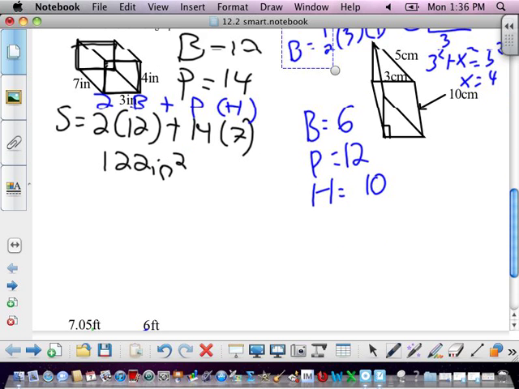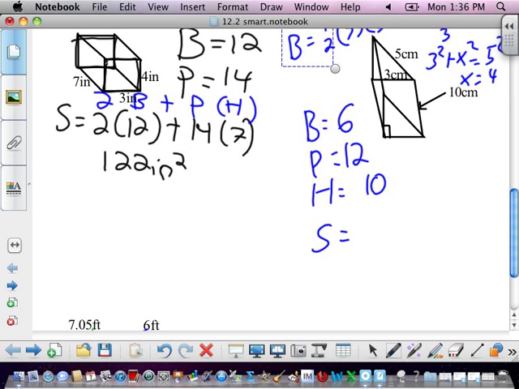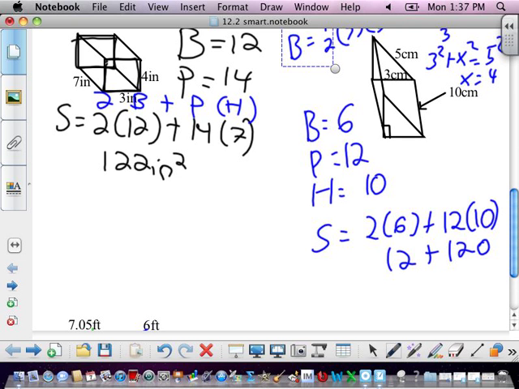Okay, now I'm going to stick in the formula. So the surface area is 2 times the base plus the perimeter times the height. That gives me 12 plus 120, which gives me 132 centimeters squared. Okay, does anybody have questions about this? You're trying to find the area of the base, the perimeter of the base, the height, and then you stick in the formula. These formulas you'll be allowed to use on your quizzes and tests. I'll give them to you. You don't have to memorize them.